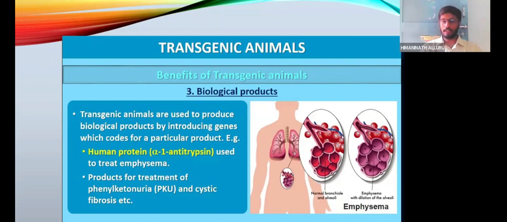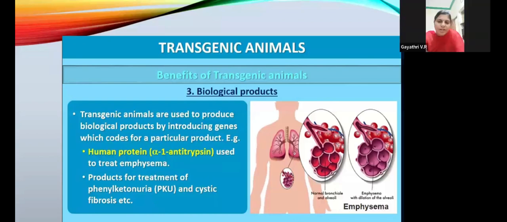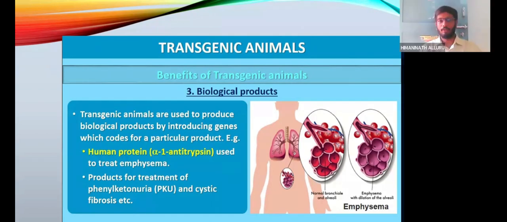Can anyone say what is a major cause for emphysema, teachers? Smoking. Yes, ma'am, exactly, tobacco smoking, mainly smoking. So we need to tell the children that smoking has a serious impact on the lungs. To treat the disease, we have this alpha-1 antitrypsin, which cannot be produced in the human body. It has to be produced with the help of a transgenic animal only.